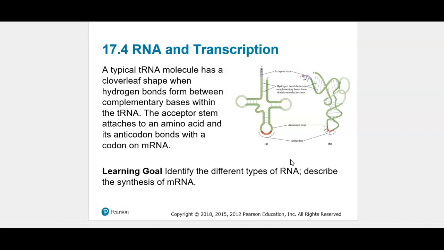Two things you see there are what they call an acceptor stem, which binds an amino acid, and what's called an anticodon, which is specific for a particular amino acid. We will see how that works. The anticodon binds with a codon on messenger RNA in the process of protein synthesis. We're going to go through the whole sequence of protein synthesis from DNA all the way up to the protein itself.